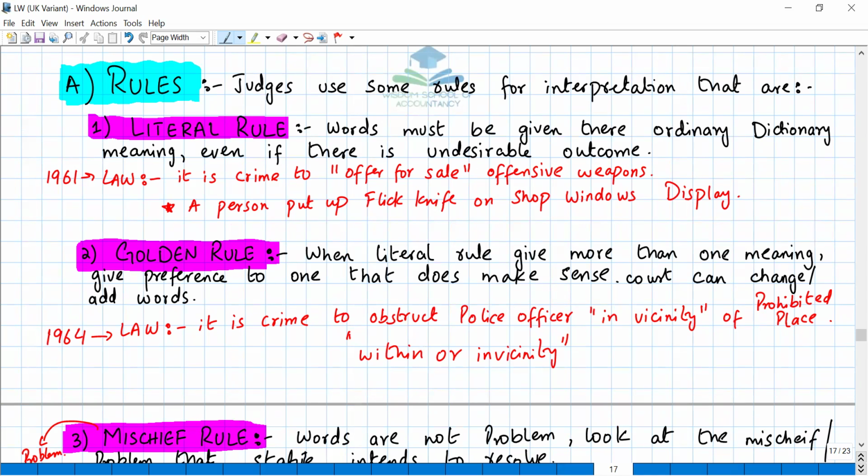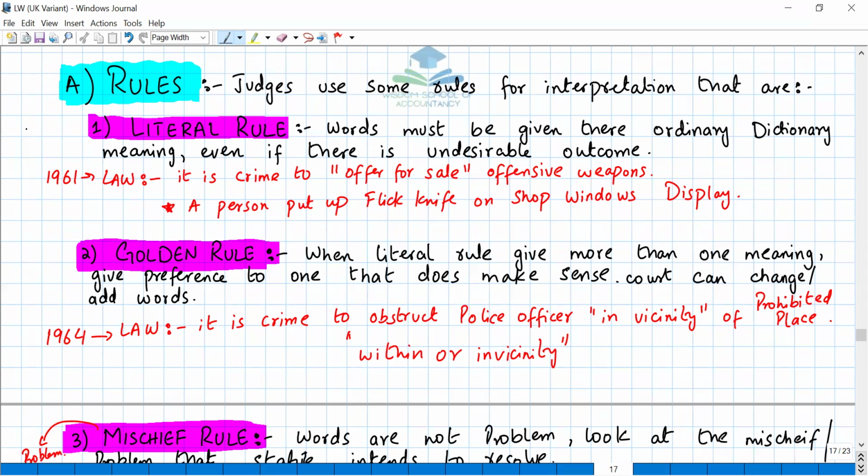In the literal rule, for words which are not understandable by the judge, he will open the dictionary, see the meaning of the word, and use that meaning to consider the law, to explain the law. Even if there is an undesirable outcome, even if the result is not desirable, still he will follow the literal rule. He will follow the ordinary dictionary meaning. Clear? This point is clear.